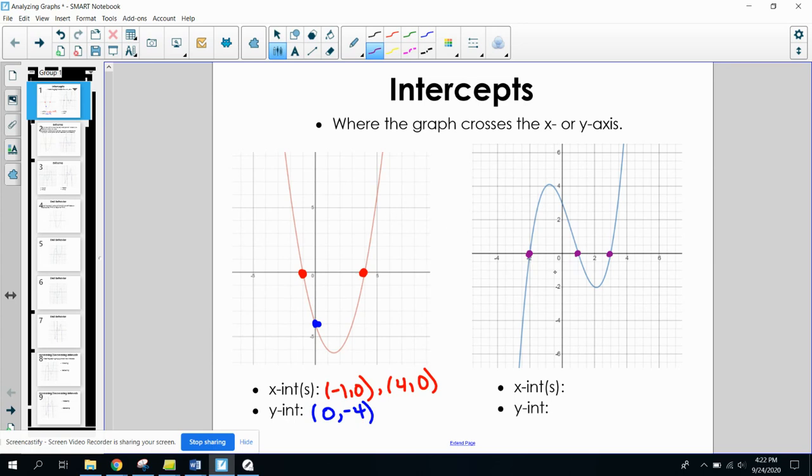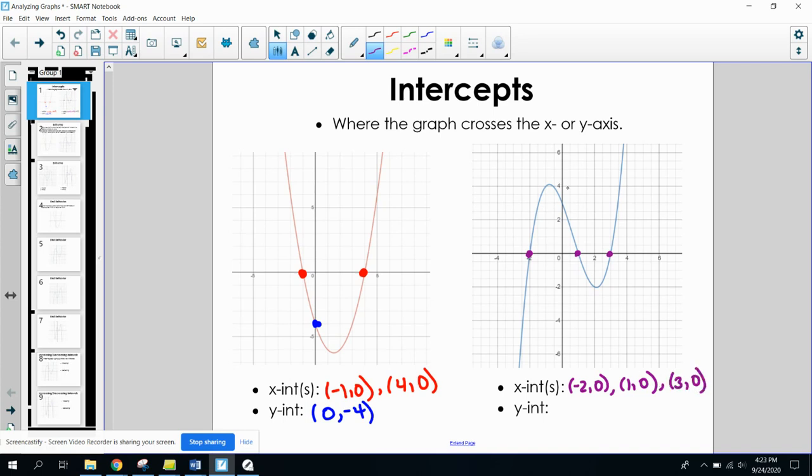So we can see that it's crossing here at -2 for x. So we're going to have (-2, 0). It's also crossing at 1, so (1, 0). And it's also crossing at 3, so (3, 0).